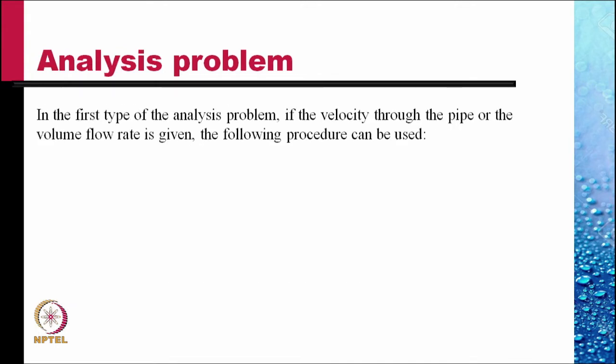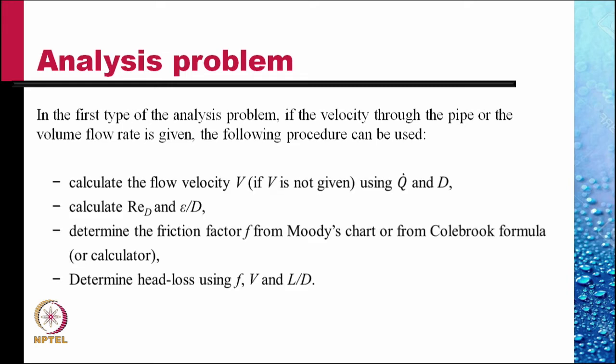There are two kinds of analysis problems. In the first type of analysis problem, the velocity or the flow rate through the pipe is given and we have to find out the pressure difference. The process that is used is to calculate the flow velocity V, if V is not given, using Q dot and D.